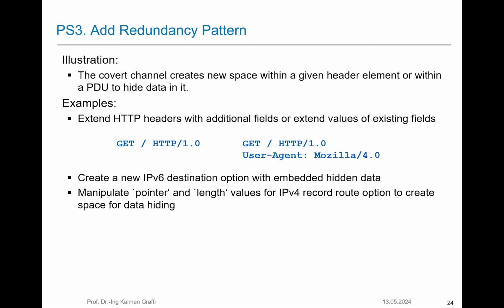We can also add redundancy, basically by adding additional fields or extending the values of the fields. This can also be done in IP version 4 or version 6, where there are also additional headers, but in HTTP it's quite simple to visualize. If we replicate this entry twice or 3 times, then we can also add information into that.